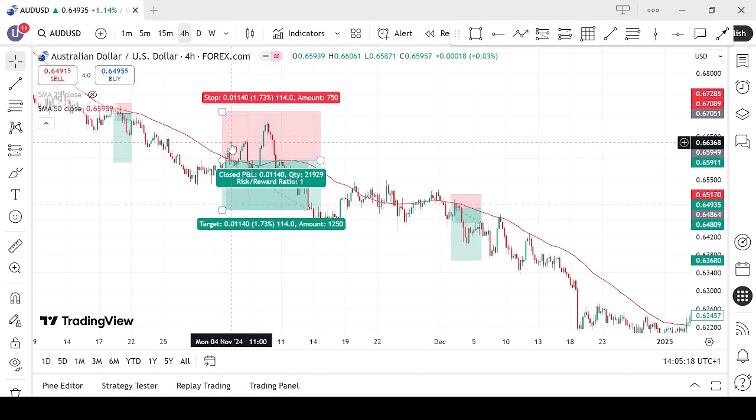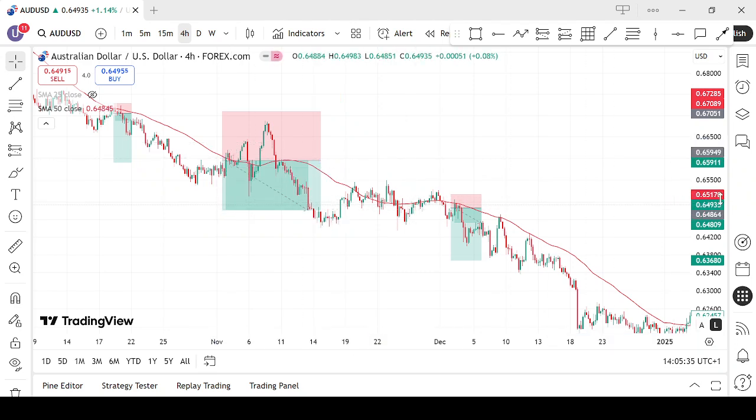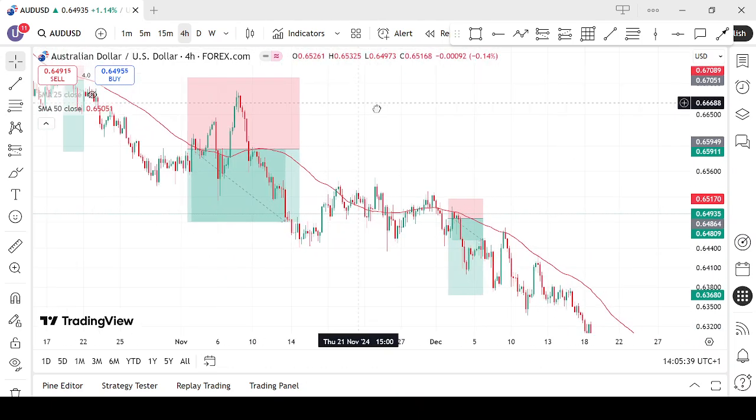You need to see a clear reaction, such as a rejection candle, or you can look for a candlestick pattern such as an engulfing candle to provide more confirmation. You can also look for pin bars. Those are the confirmations you can use when knowing the trade you want to take.